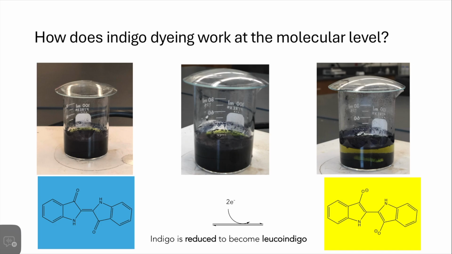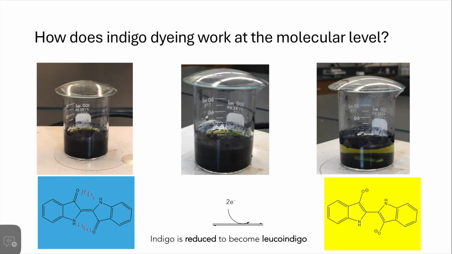The way that the chemistry of indigo dyeing works at the molecular level, though, is even more complex. So indigo itself is not soluble. We know it has to become soluble because it can, in fact, dye fabrics. You have to add in some kind of chemical called a reducing agent that can go in and donate 2 electrons to indigo and turn it into its reduced form called leucoindigo.